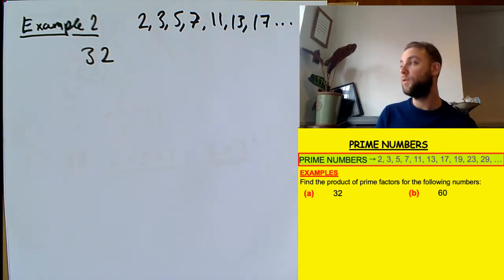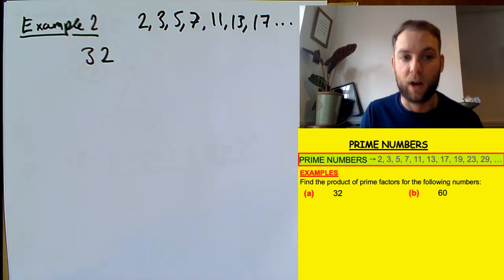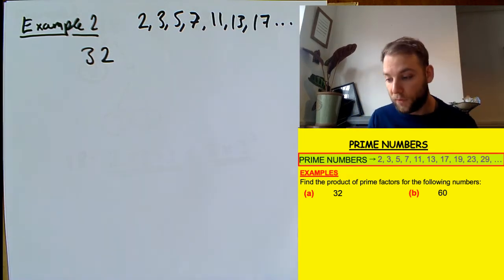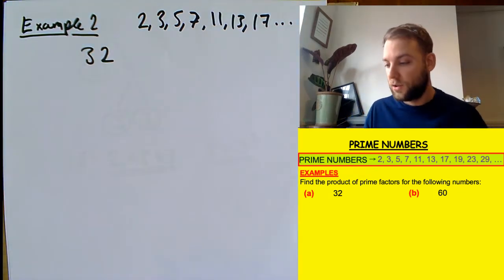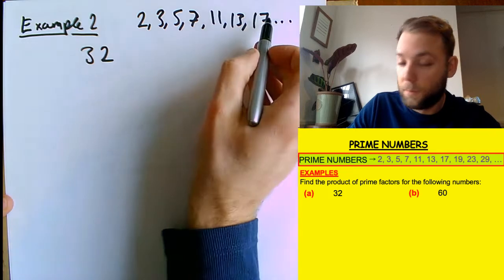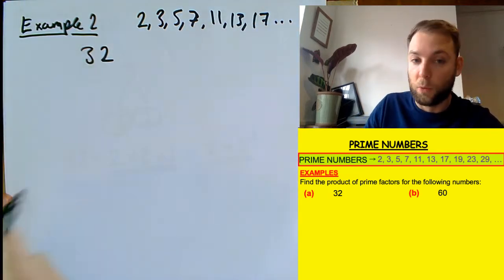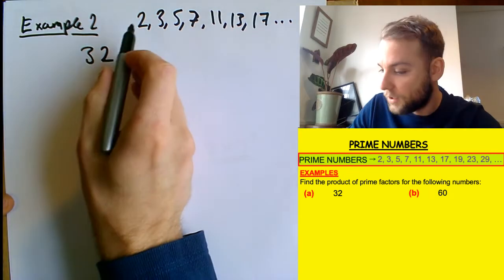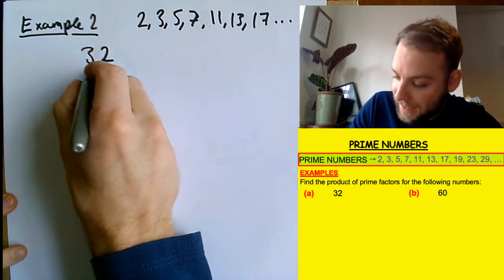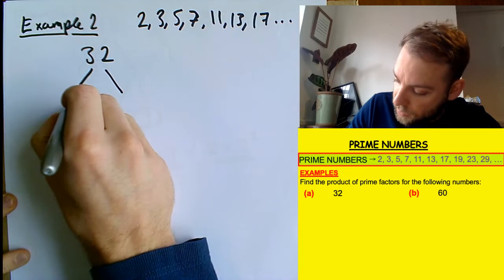Now, you can do this in any way you want, as long as you keep breaking it down to get to the primes. You could just do what number goes into 32. Sometimes it's easier to go with the bigger numbers and break up with those first. So I'm going to say, does 2 go into 32? Yes, it does. So I'm going to split that one up into 2.